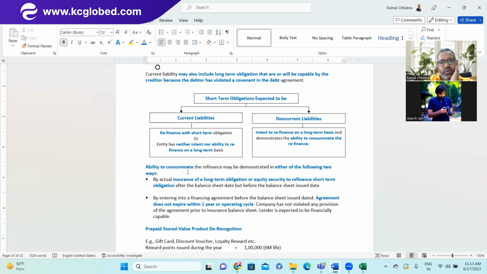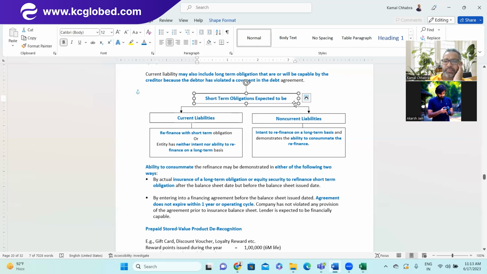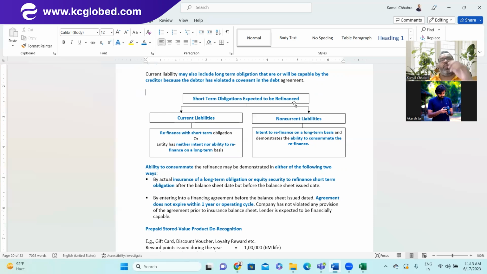Next is short-term obligation expected to be current liability or non-current liability. Short-term obligations expected to be refinanced. So that is the point. So what is refinance?